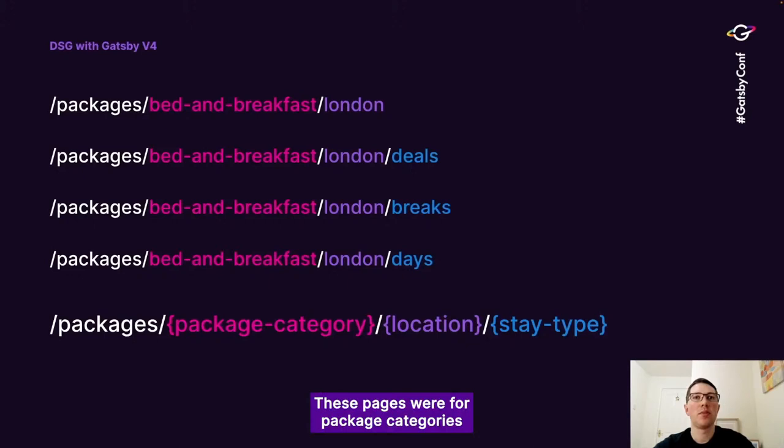These pages were for package categories on the site and were effectively different combinations of package categories, locations, and state types. And these were currently being server-side rendered on the existing site. And while with V4, we could have also used server-side rendering for these pages, since the data was going to be the same for every user, DSG made more sense and gave us the best of both worlds, with reduced build times and pages that were still fast for the first user, but then SSG fast for others.